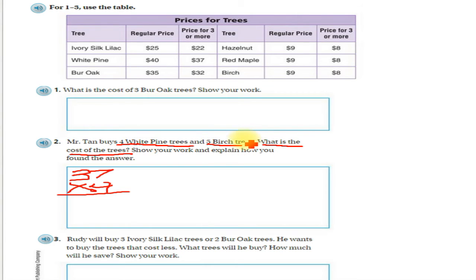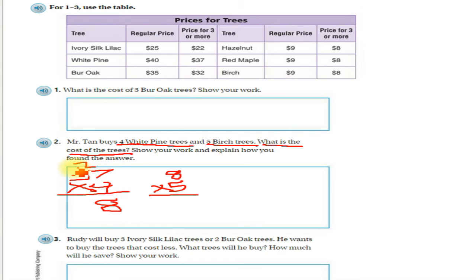Okay, now birch trees, so I got to find my birch trees. Oh, there's the birch right there. And I'm buying 5 of those, so again, that's more than 3, so I get the discounted price on all of them. So they're going to be $8 each, and just like the problem says, I'm buying 5 of them. That's going to be times 5. Okay. So let's work that out. Again, I can work this out in expanded form, but I'm going to multiply it using regrouping. 4 times 7, 28.